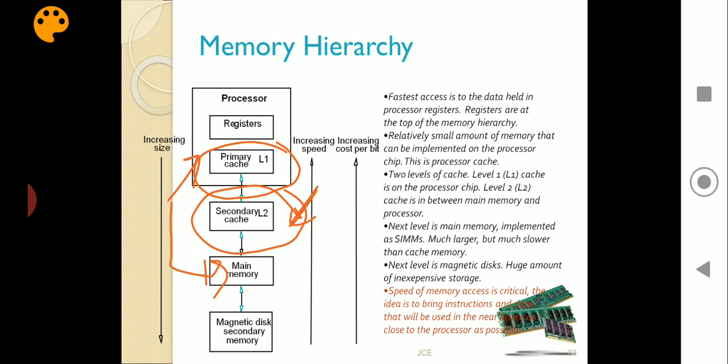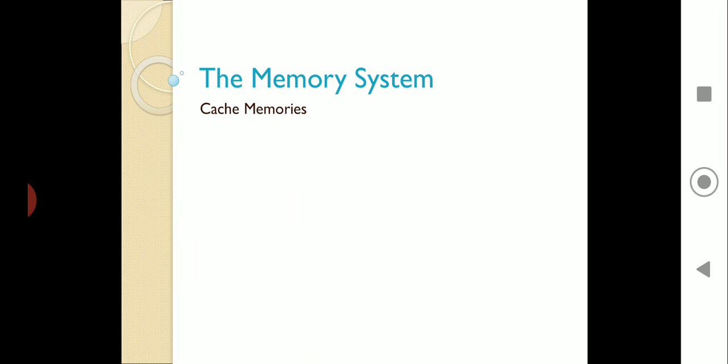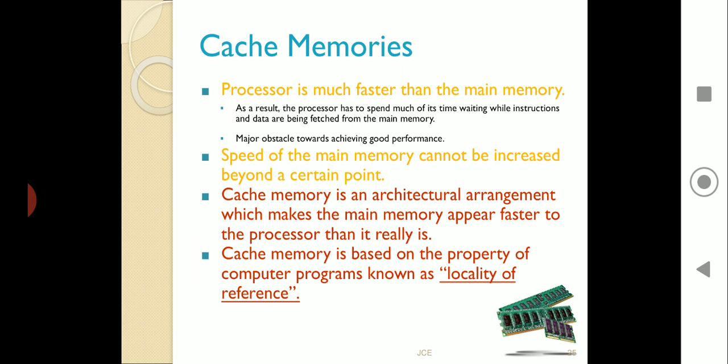Okay, so if you see today's systems, whatever systems we are getting right now, we have another cache which is called level 3 cache. Even that is available in today's systems. That is, we are also designing a level 3 cache.